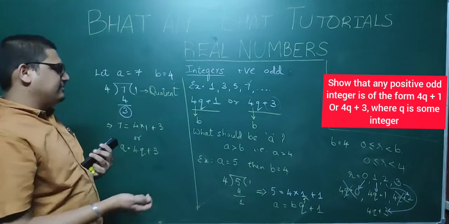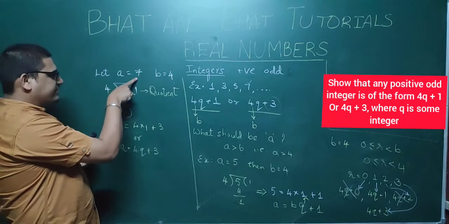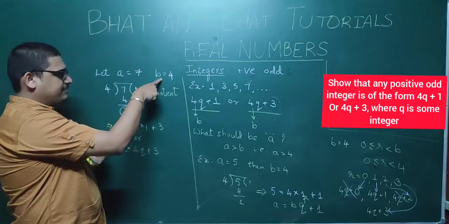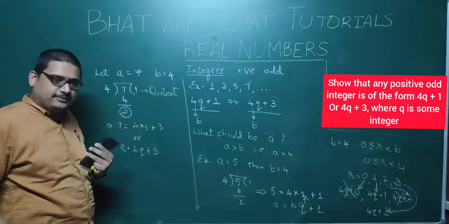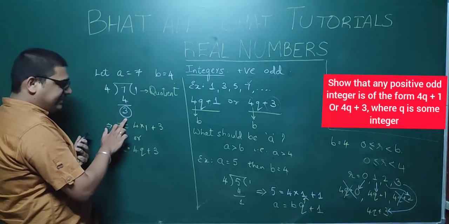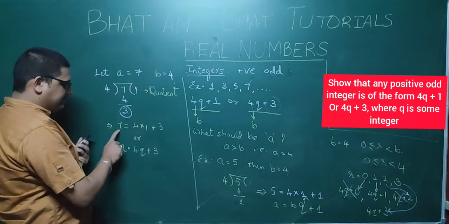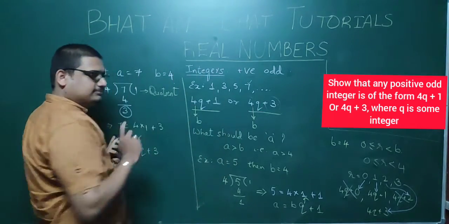Then we took one more example to understand the 4q plus 3 part. We took 7 as A. My B is 4, because from the question itself B is 4, it is fixed. I cannot change that. So 7 divided by 4 again leaves me remainder 3. So I have observed that 7 is represented in the form of 4q plus 3, which is given in this question.